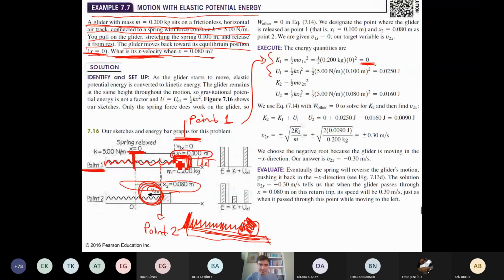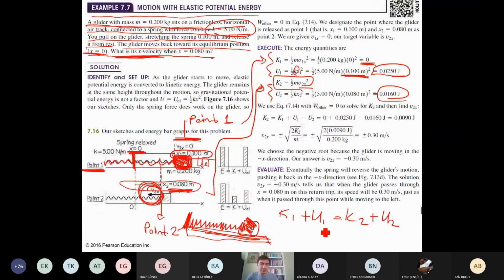And here, what about the K2? In point 2, we don't know the velocity. We have to calculate this one. And we know the potential energy. You can calculate this one because this x is given. And if you apply this rule, if V other is 0. Within the question, the surface is considered frictionless, so V other is 0, then I can apply this conservation of mechanical energy and put all these numbers here, then you can calculate the velocity, 0.3 meter per second. Any question?